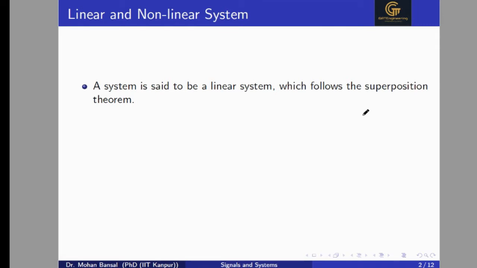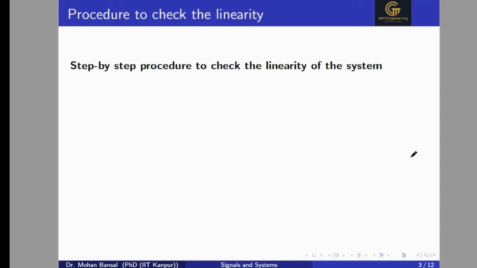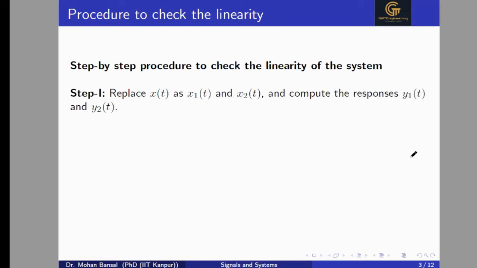So linear systems satisfy the superposition theorem that is given by this. Now we will see how we can check the linearity of the system. This is the step-by-step procedure. First you need to replace x(t) by x1(t) and x2(t), and you need to compute y1(t) and y2(t). Actually, in the system, you will be given a relation between x(t) and y(t), where x(t) is the input signal and y(t) is our output signal.